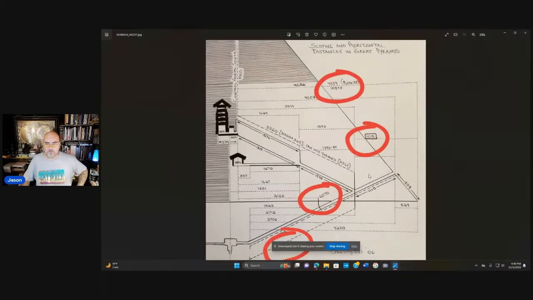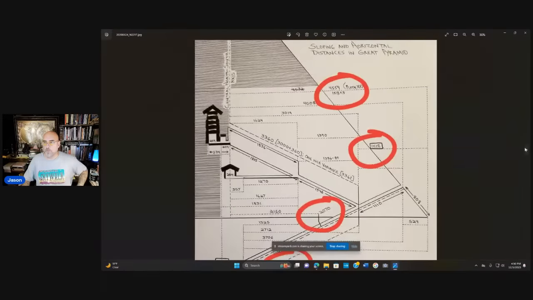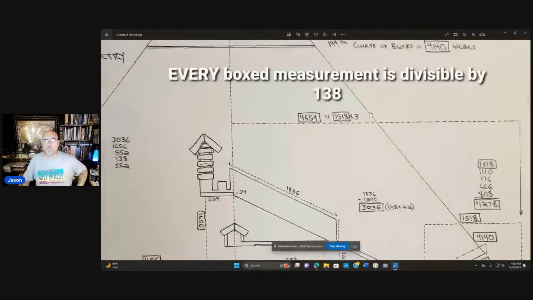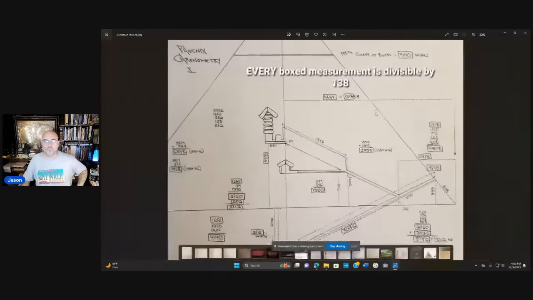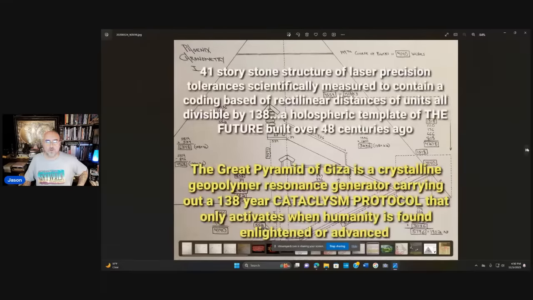There's 2070 right there. I can't see what the one on the bottom is. Oh, 336. All divisible by 138. Every boxed measurement is divisible by 138, right here. There's a lot of them. We just went through this one a minute ago. It's a whole bunch of them.